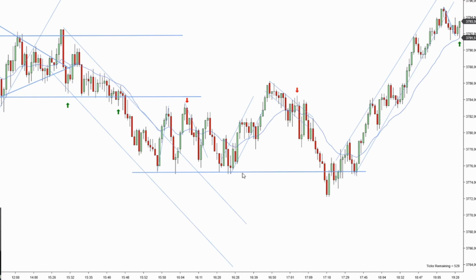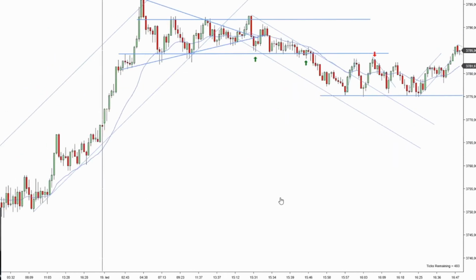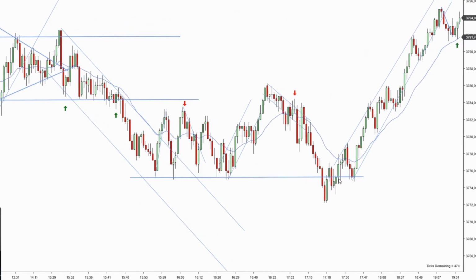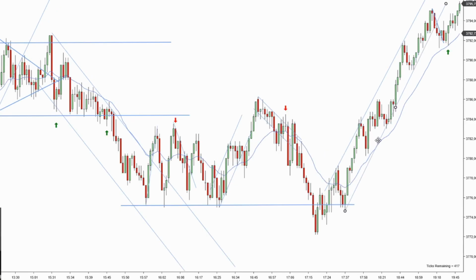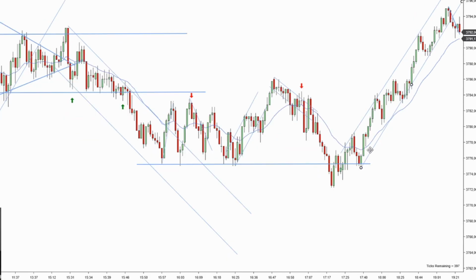And the weak longs, they're panicking and exiting way too early. So they know what they're doing. Institutions definitely know what they're doing. So you want to be buying with them. You want to try to follow them. So this is what we do on this channel. We try to follow the institutions.